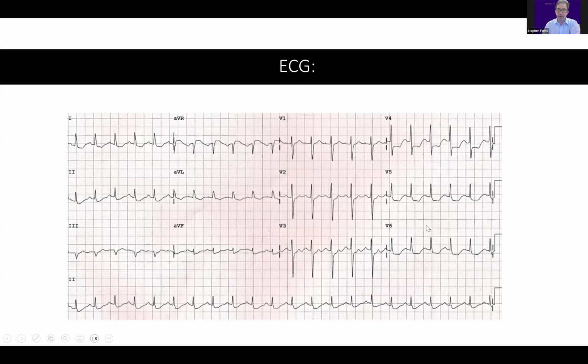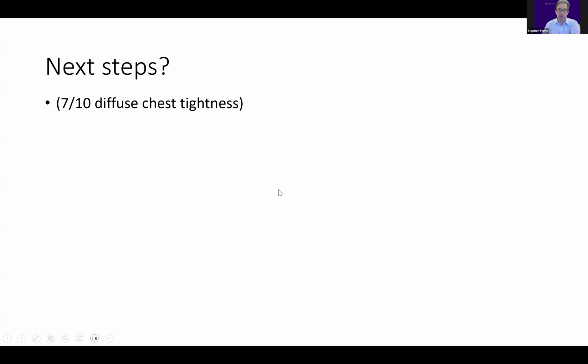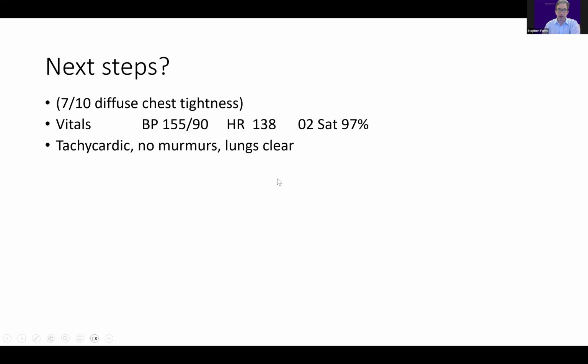Obviously now we have ST depressions, which are horizontal, or downward sloping, which are always abnormal and concerning. Okay. They're on multiple leads throughout the ECG. Okay. So this is concerning. And the patient has severe chest tightness now. They're tachycardic. Okay. Their stats are okay. Their lungs are clear.